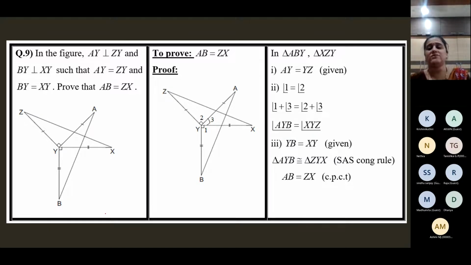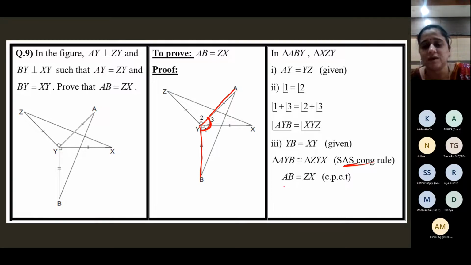So again by SAS, because we have two sides and the included angle: one side, another side, and the included angle. What is the included angle? That is for this angle, these are the two arms. And for this angle of the other triangle, this one and this one are the two arms. And that's what we have mentioned in the proof here. So by SAS congruence criterion, the two triangles are congruent.